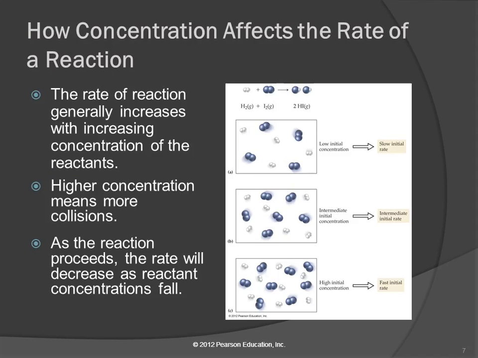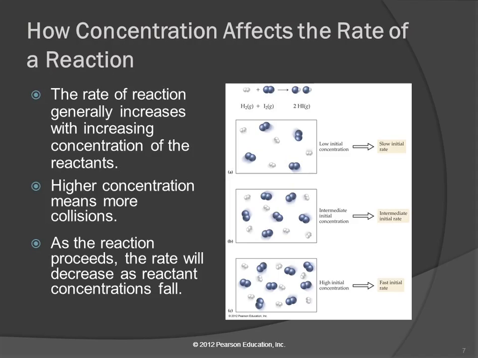So let's look at this picture. Here we've got this reaction between hydrogen and iodine, and here we have some hydrogen molecules and some iodine molecules. And so this is a low concentration. Here's a high concentration. Well, think about these molecules moving. If they're at the same temperature, then they're moving at the same average speed. Are we going to get more collisions in panel A or in panel C?